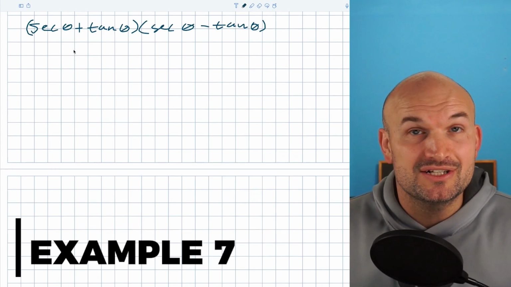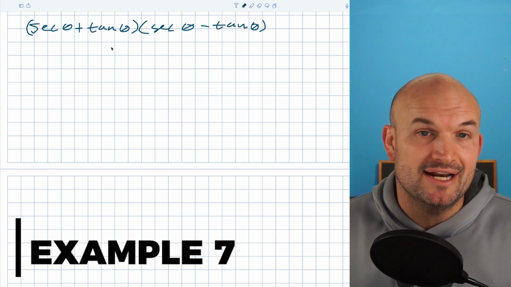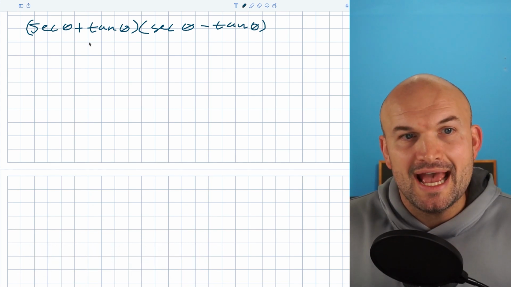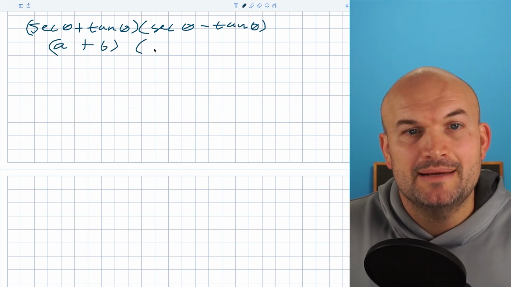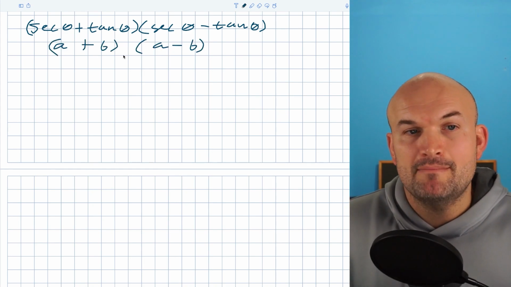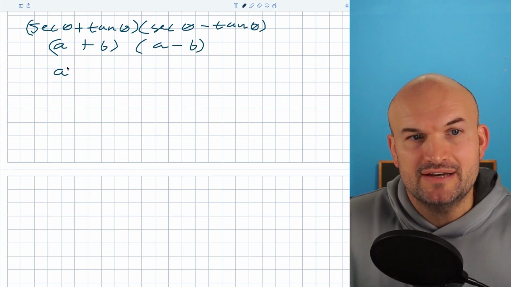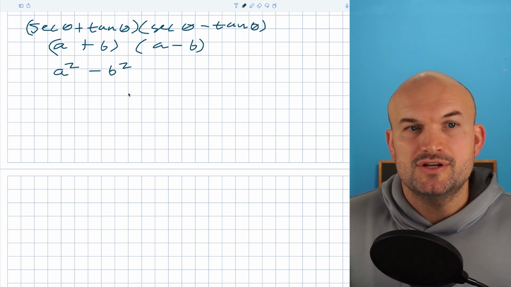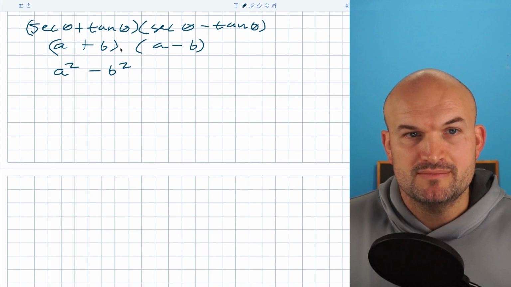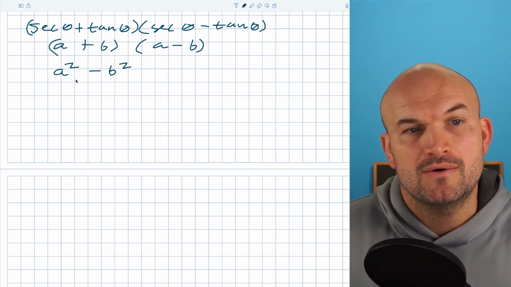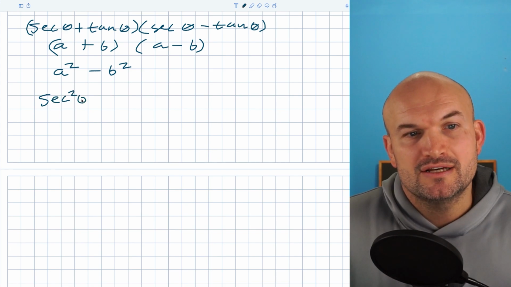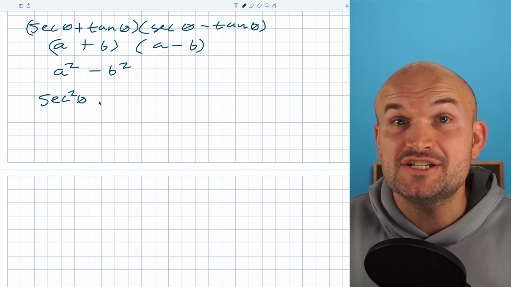Now, in this example, it looks very similar to the last example. We see a binomial times another binomial. And again, I want you to recognize that this is in the form of a plus b times a minus b. So when we go ahead and multiply these out, this is just going to give us a squared minus b squared. So all we simply need to do is multiply these first two terms and then multiply the last two terms, because again, the middle terms are going to add to 0. So in this case, I'm going to get a secant squared of theta minus a tangent squared of theta.